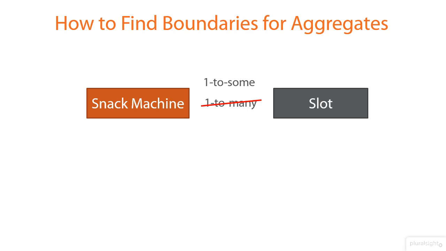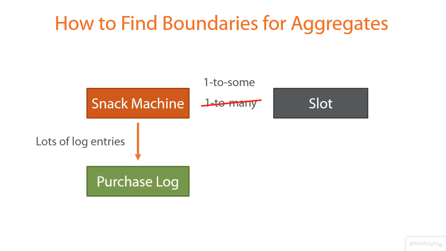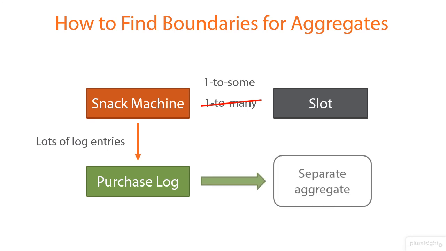For example, we could hold a log of all purchases made in a snack machine as a collection in the machine itself. This design might seem compelling at first, but the problem here is that the bigger the log gets, the harder it is to maintain proper performance when working with the aggregate. In this case, it would be a good idea to extract this class into a separate aggregate and work with it apart from the snack machine. To make this separation work, we could employ domain events. We will talk about domain events in the future modules.